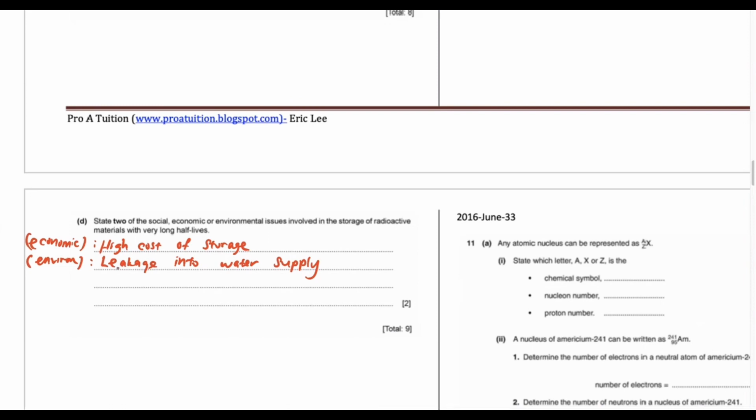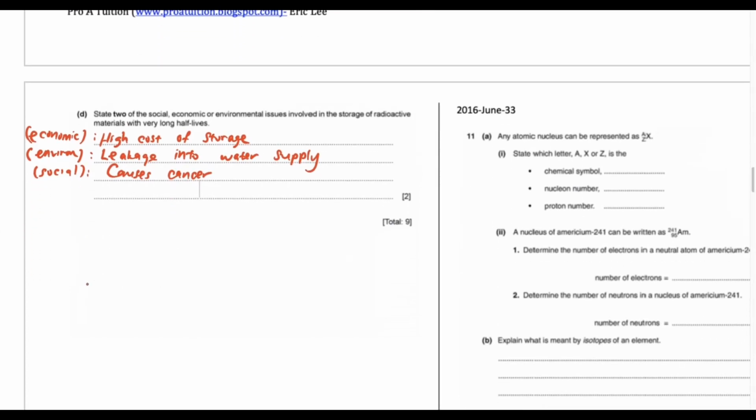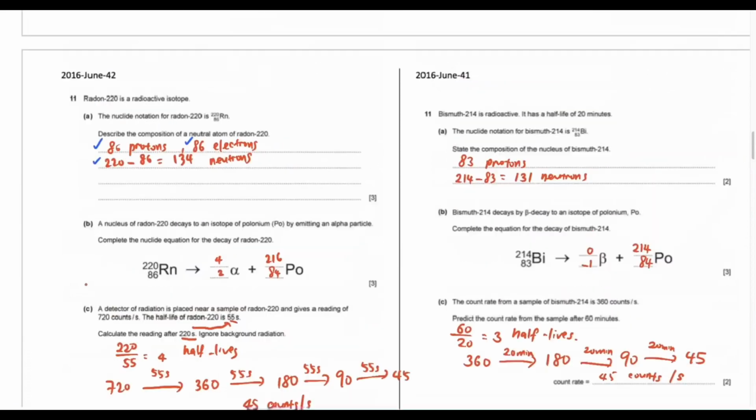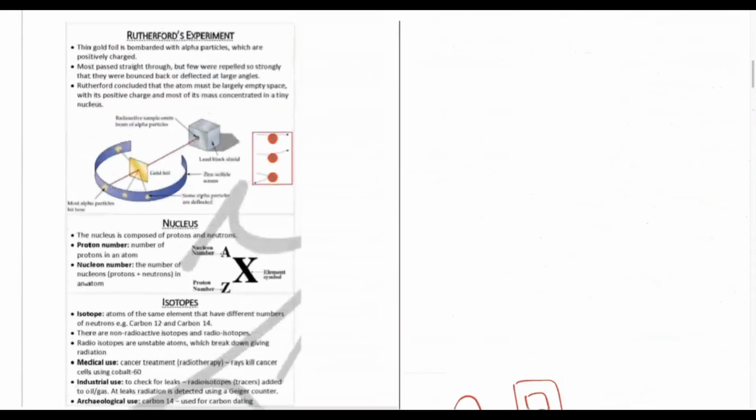So if you feel like, oh, I can't think of this, then you talk about social. Social, you can put this as the point. Causes cancer. Which is easier to think of. Radioactive material causes cancer. So it's a social problem. So that's how. Okay, now let's finish up the theory first. Before we do others, we have a bit more to finish.